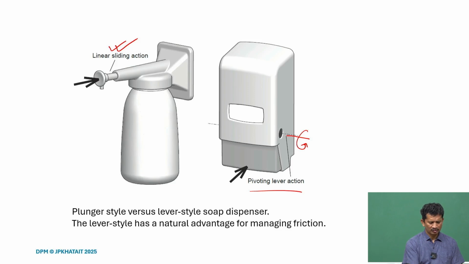They always have a problem because there is a gap and they tend to stick and slip. Many times they get jammed. But if it is a rotary, you apply the force, there will always be a moment and it tries to rotate, and it is very easy to use. So wherever possible, try to replace any kind of sliding action with a rotating action.